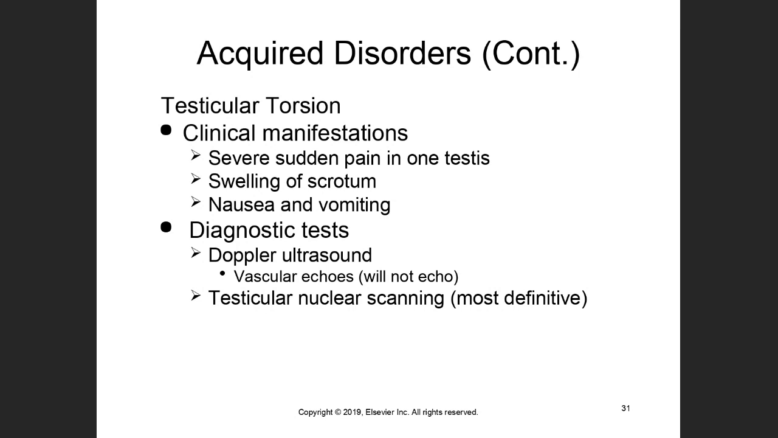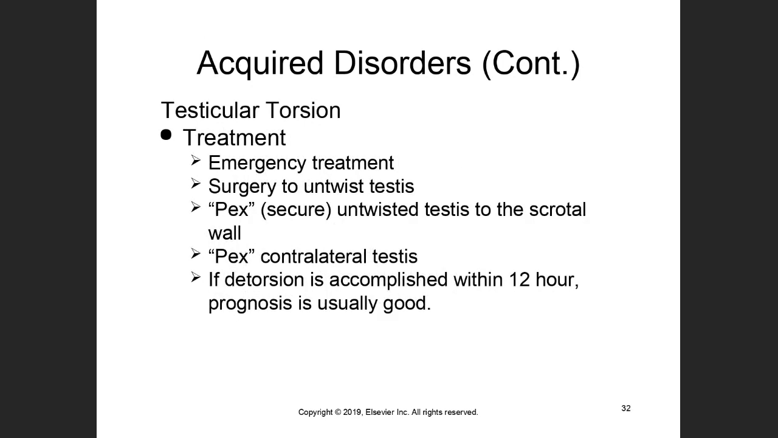Diagnosis: you have to do ultrasound, and you have to untwist the testis before 6 hours. You have 6 hours to untwist the testis to avoid necrosis. Treatment is emergency surgery to untwist the testis. First, you try to do it with the hands; if you can't, then you go with surgery. If the detorsion is accomplished within 12 hours, prognosis is usually good. You have to memorize this. The real number is 6 hours, but because your book says 12, you have to go with your book.